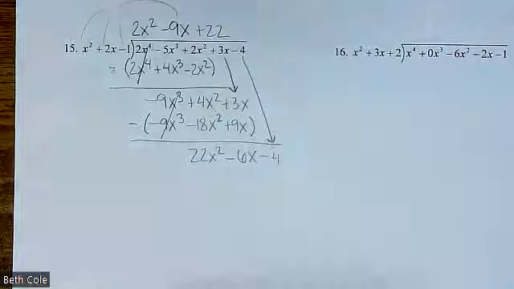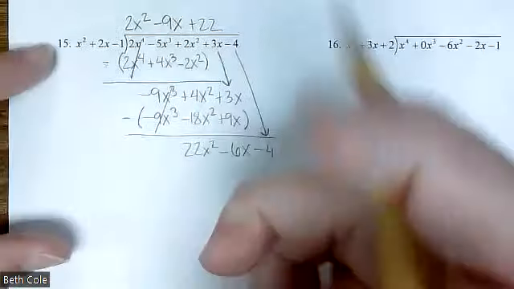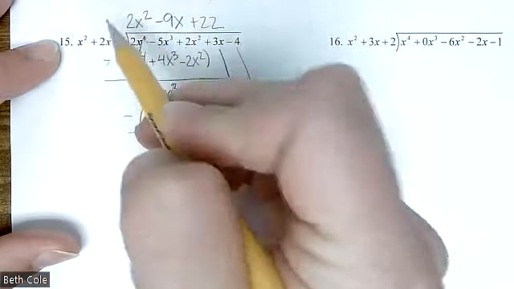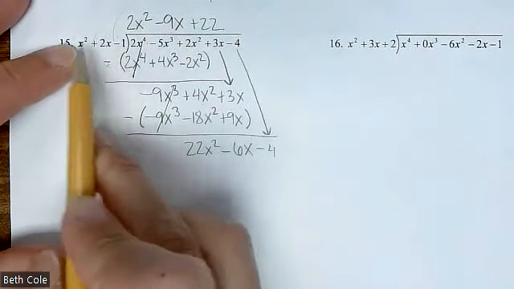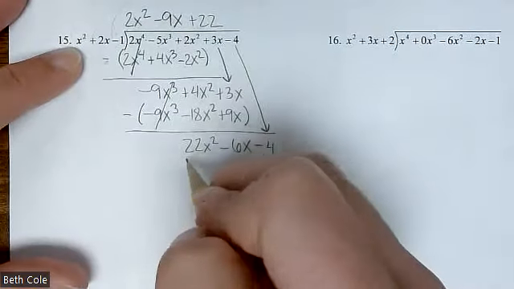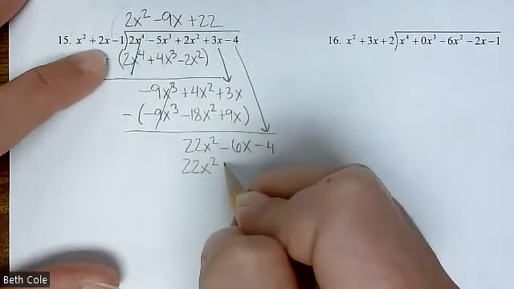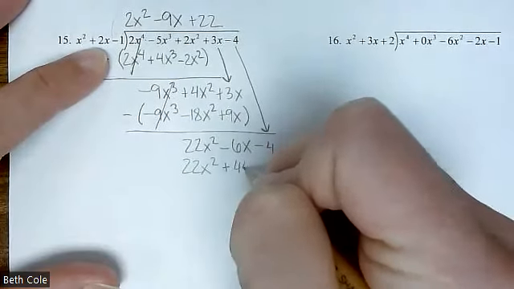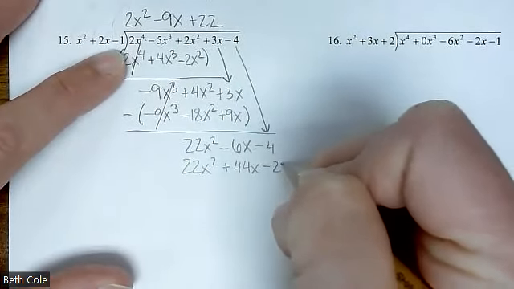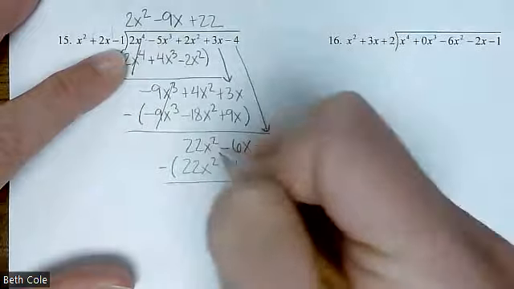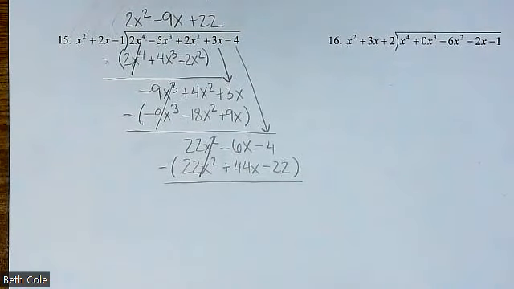Plus 22. Let me erase these little rainbows. You're going to distribute a 22 through here. So what would that give us? 22x squared plus 44x minus 22. Now the first column will go away. Whatever you end up with is the remainder because we're done. There's no more numbers to bring down. Yes, 22 times 2 would give you 44.